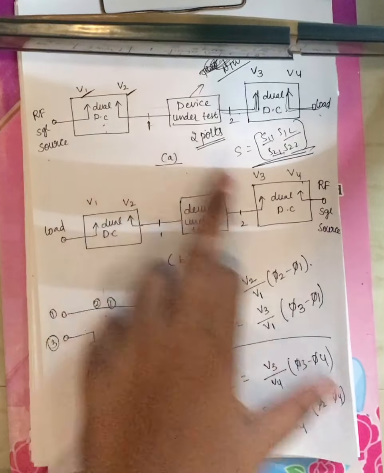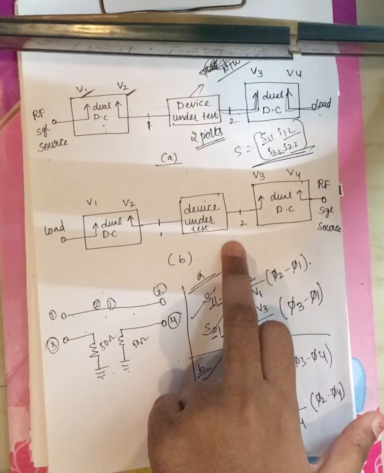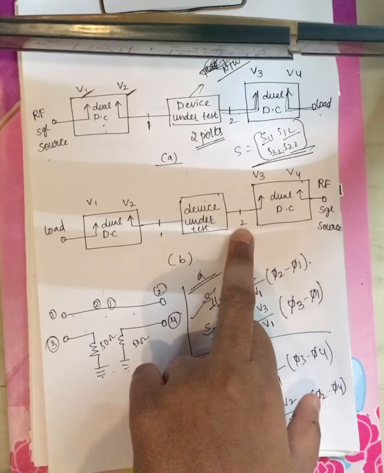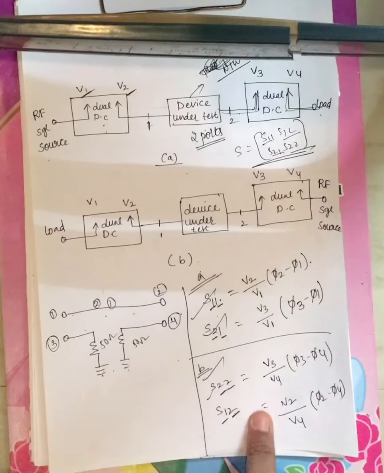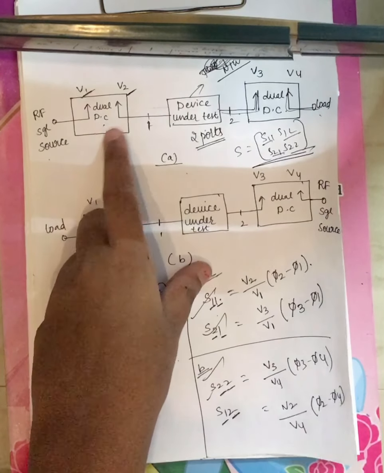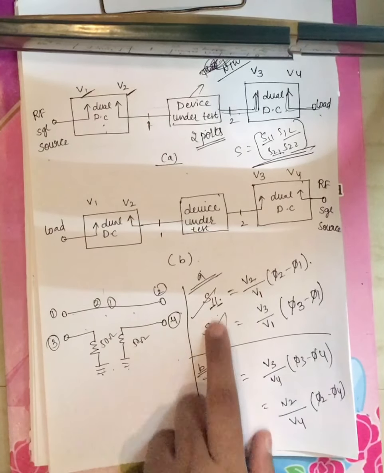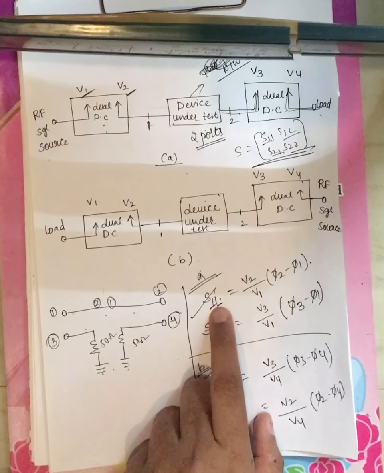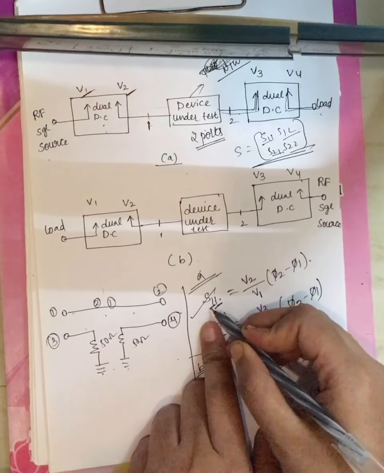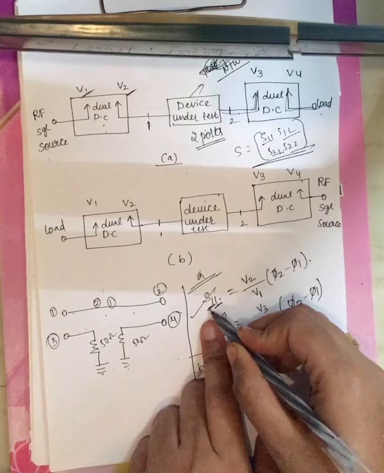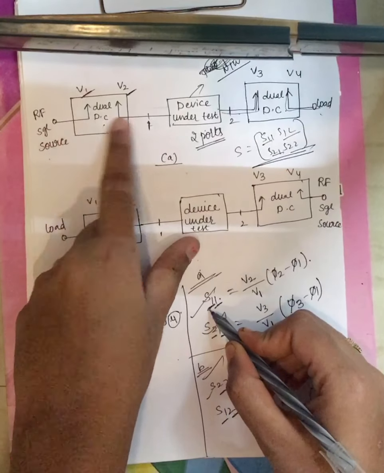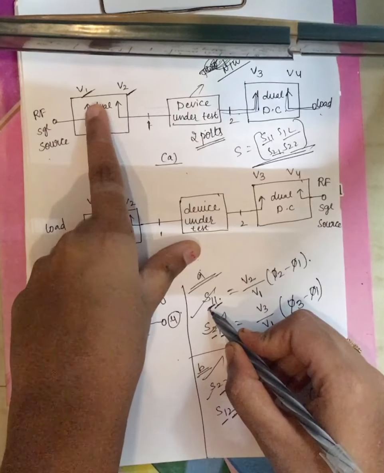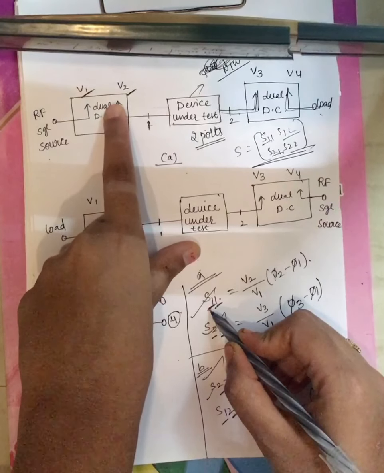Input is connected to port 1. If you see this, in setup B input is connected to port 2. That's why you'll get S12 and S22 under B, right? Input is connected to port 1 in A, that's why you'll get S11 and S21. Now S11 indicates input given from port 1 and output collected from port 1, right? Now what is the input that is given to port 1? V1, right? And output collected at port 1 is V2.